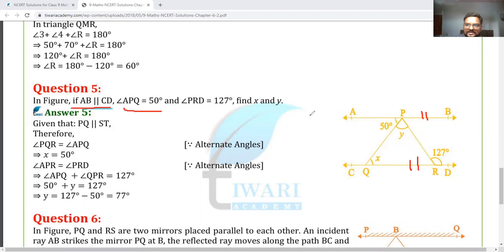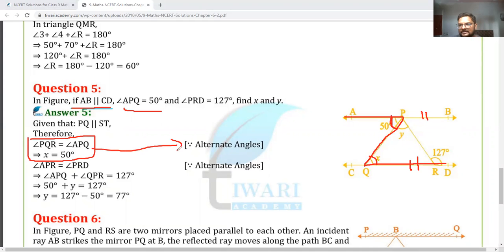And angle APQ is given 50 degree. Since these two lines are parallel, if I extend this line backside, this angle 50 will be equal to this angle using the alternate interior angle, forming angle Z. The same thing they have mentioned here, that X is equal to 50 degree using the alternate interior angle. So we obtain this one as 50 degree. And we want to find out X and Y. So X is 50 degree using alternate interior angle.